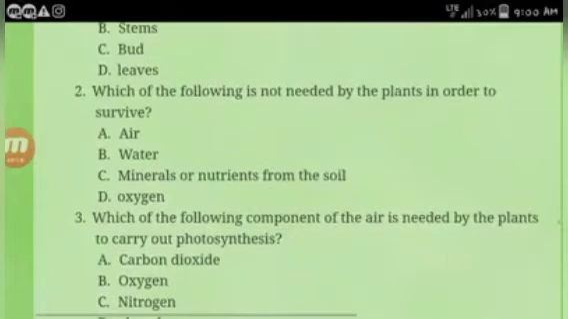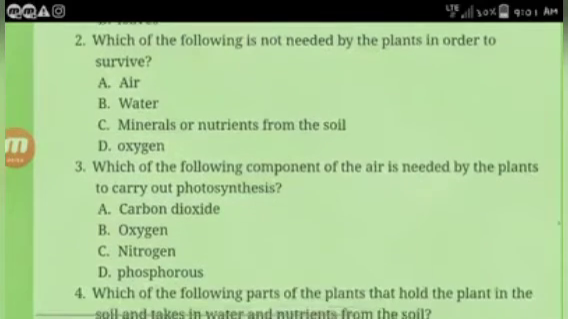Okay, number 2. Which of the following is not needed by the plants in order to survive? First, air, water, minerals and nutrients from the soil, or oxygen. Okay, this is really very obvious. It's because in photosynthesis, or the process of making food, plants release oxygen, so it's not needed by the plants. Air, one of the primary components is carbon dioxide, which the plant needs to produce food. Water also, minerals and nutrients from the soil, so it's obvious, it's letter D.